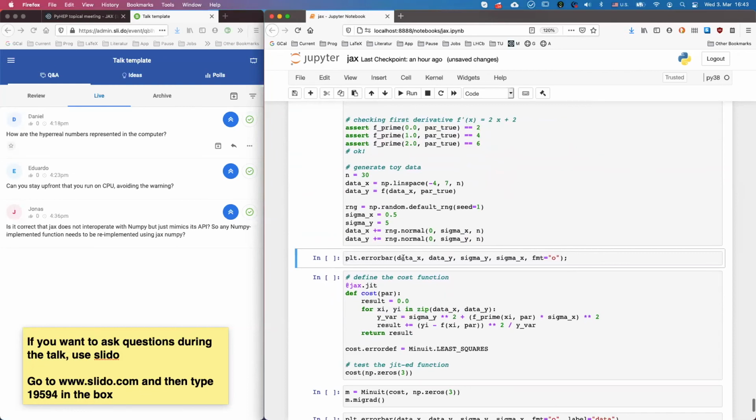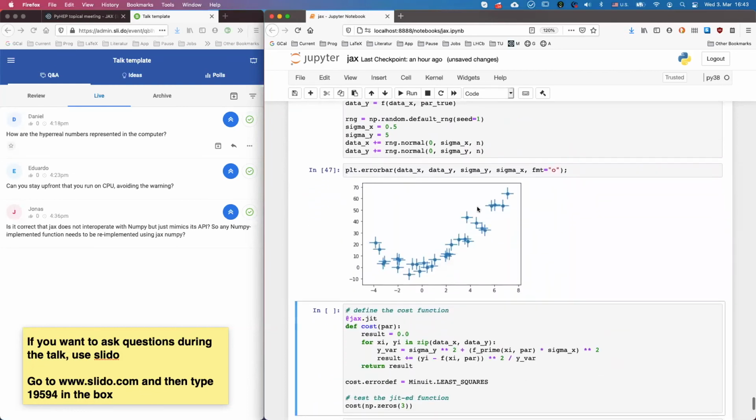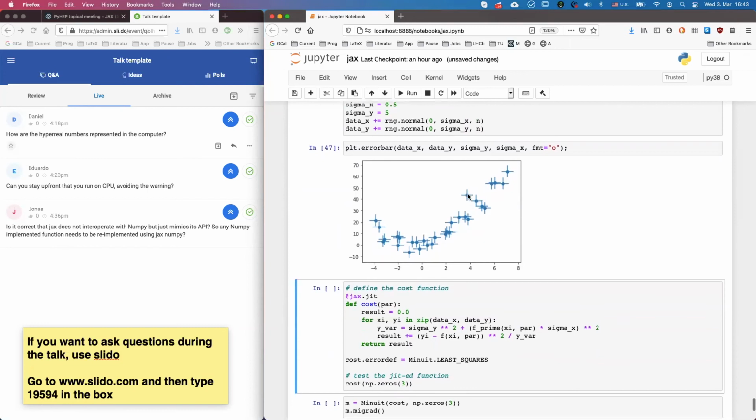Then I generated some toy data here, and I plot this also so you can appreciate how it looks like. So this data scatters now in y and x according to these error bars here. That's why you can have outliers that are far away like this one.